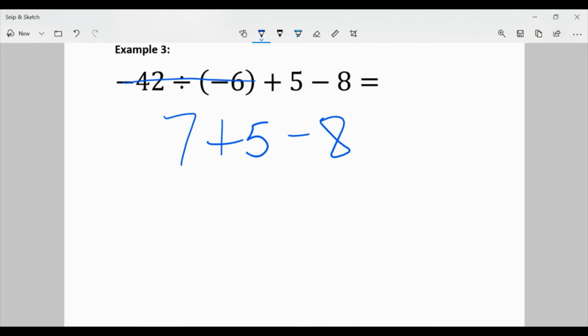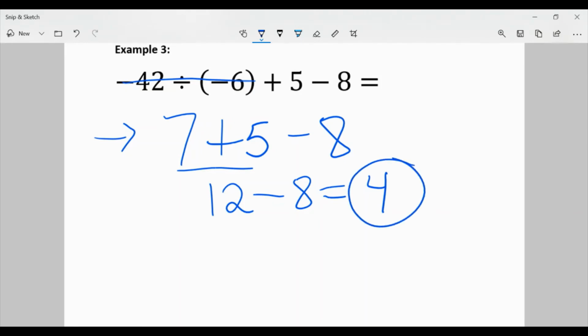Okay, so I'm going to start on the left. 7 plus 5. Well, 7 plus 5 will give me 12. Then I just bring down the negative 8 or minus 8. So from here, 12 take away 8 equals 4, and that would be our answer for this equation.